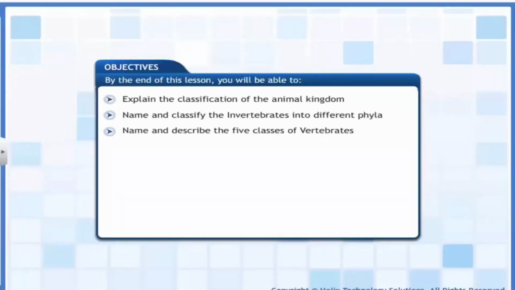In this lesson, you will learn how the animal kingdom is classified. By the end of this lesson, you will be able to explain the classification of the animal kingdom, name and classify the invertebrates into different phyla, and name and describe the 5 classes of vertebrates.